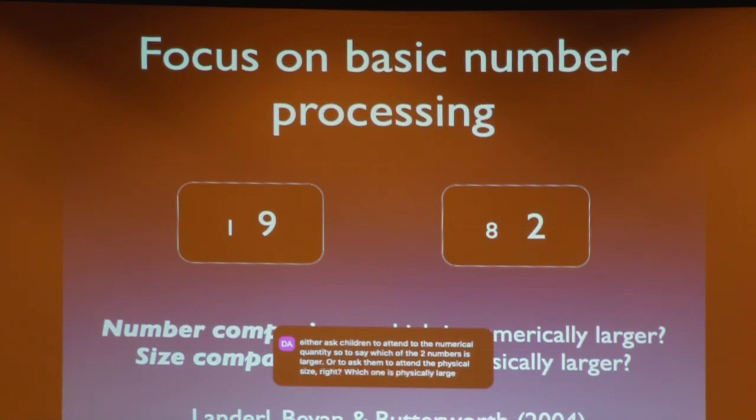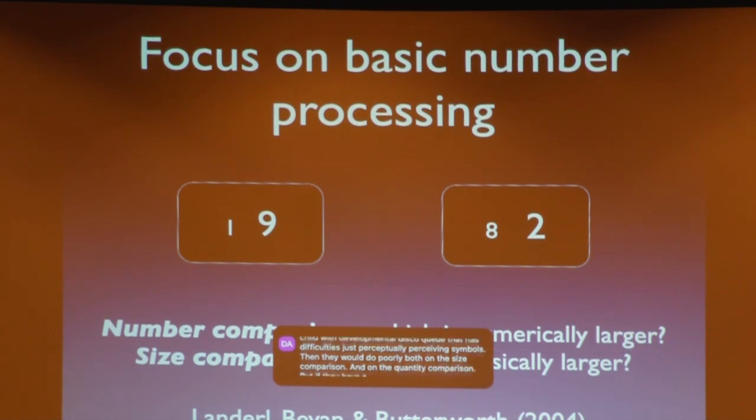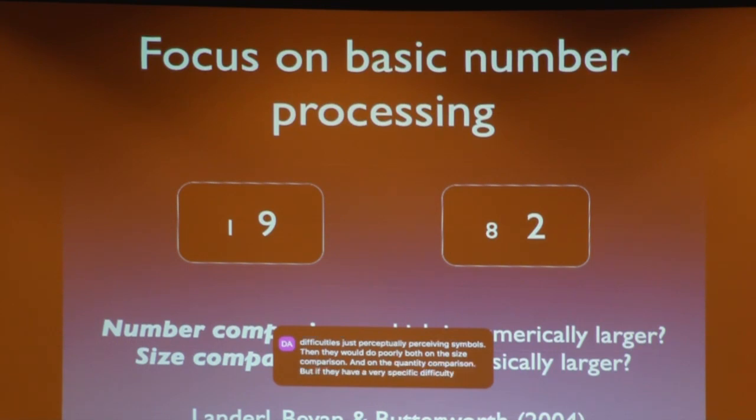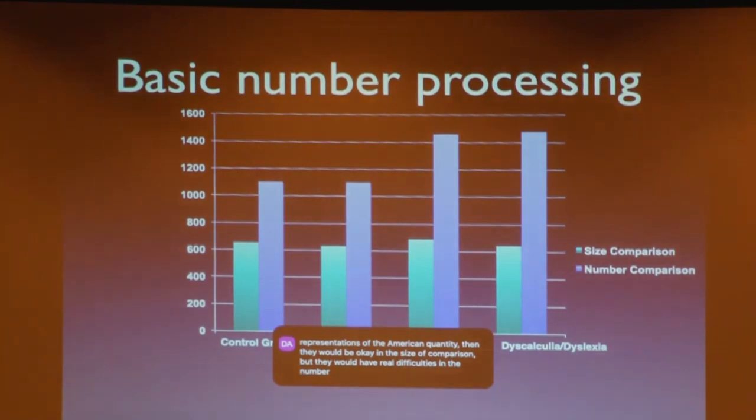And that's of course really interesting, because if a child with developmental dyscalculia has difficulties just perceptually perceiving symbols, then they would do poorly both on the size comparison and on the quantity comparison. But if they have a very specific difficulty in understanding that number symbols are representations of numerical quantity, then they would be okay in the size comparison, but they would have real difficulties in the number comparison. So what did they find?